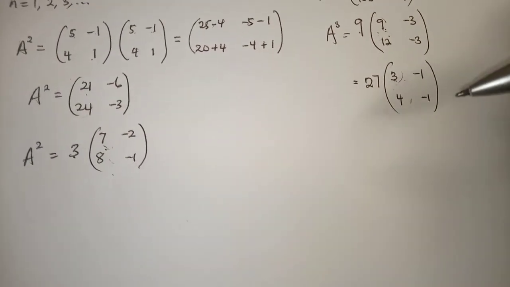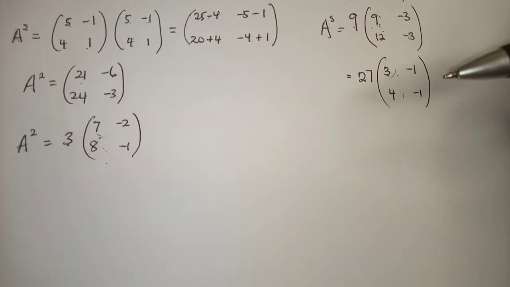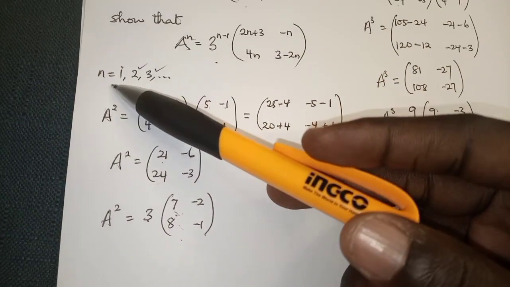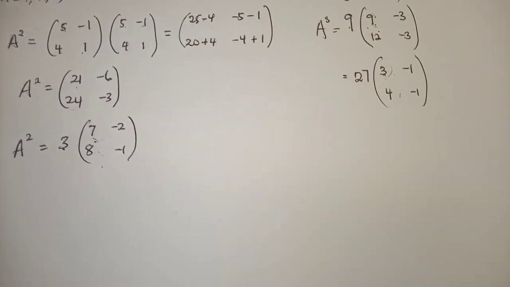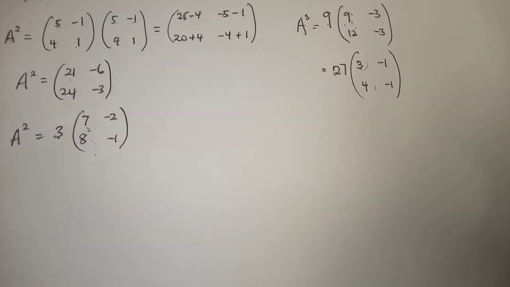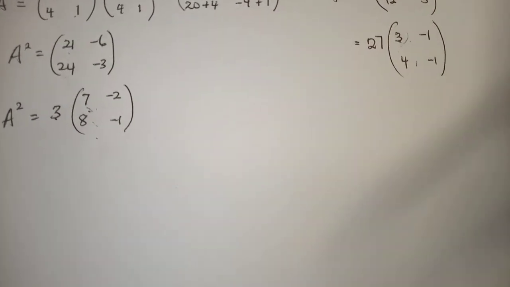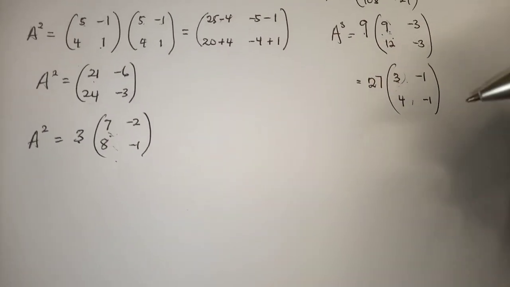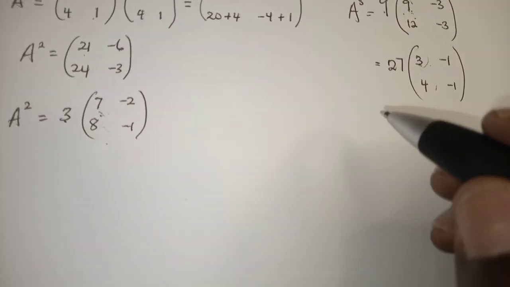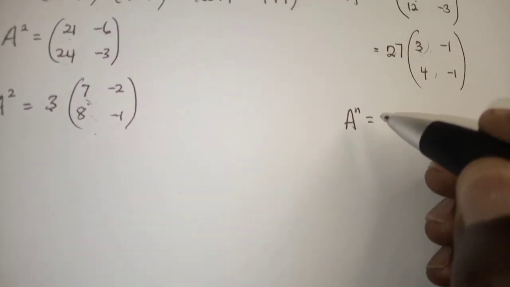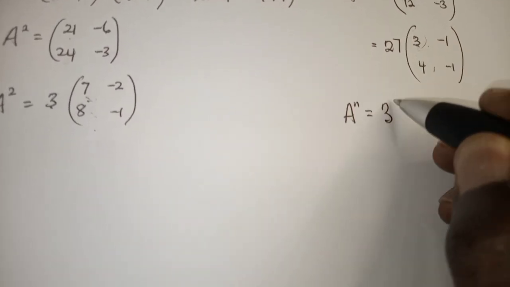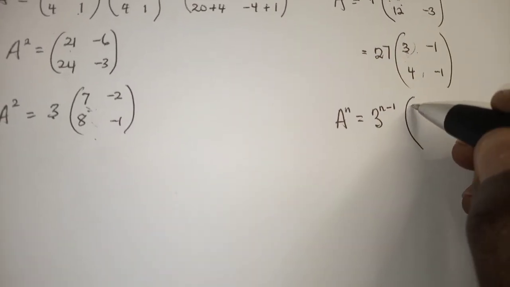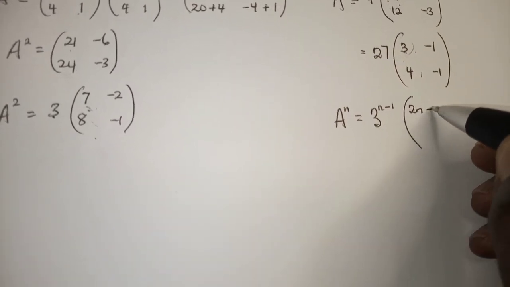To easily get the pattern, we could have taken another value for n, meaning 4. If you take n equals 4, you will see it clearly. But you can say I prefer going 1, 2 and just getting the factor, getting the connection. That is it. So now we can create an exponent: A to the n equals 3 to the n minus 1, bracket open. For the first one, we know we have 2 times n plus 3.